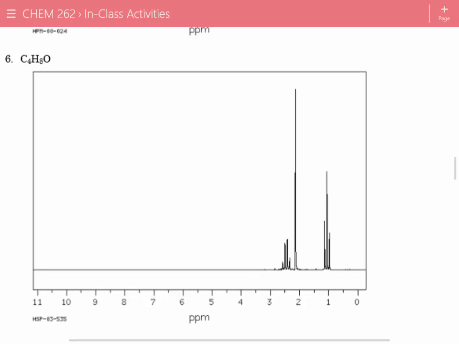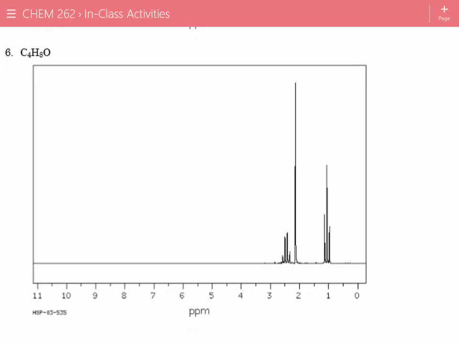Alright, now let's do the next one. We've got another C4H8O. And if we do the HDI for this one, it's also going to be 1. So HDI equals 1. It has one ring or one pi bond. And one thing I'm noticing here is we've got peaks that are pretty upfield from a normal alkane peak. So there's got to be some sort of electron withdrawing group here.